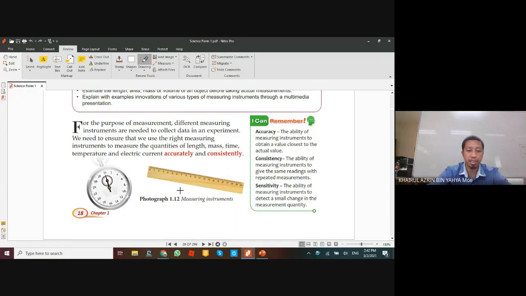So these two pictures show some of the instruments. This is a stopwatch and this one is of course a ruler.